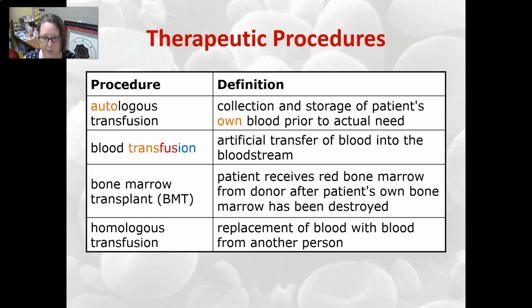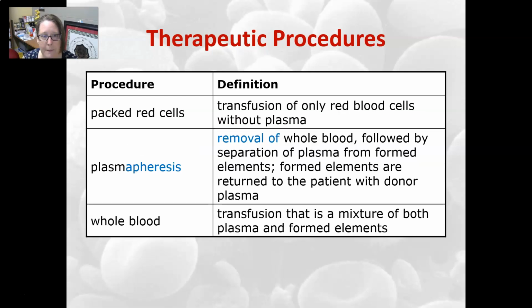A homologous transfusion is a replacement of blood with blood from another person, and we also call this an allo transfusion. So that's what is normally done. If you go donate blood and it gets used in a hospital with somebody else, that's a transfusion as it normally takes place.